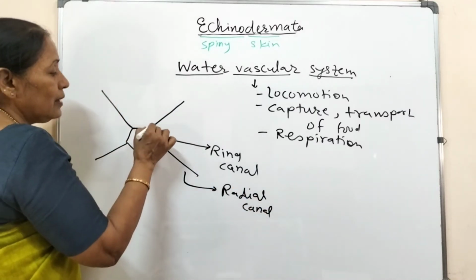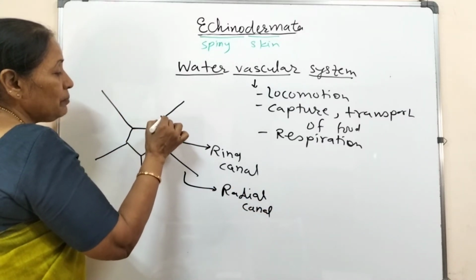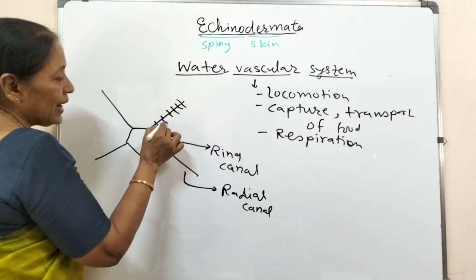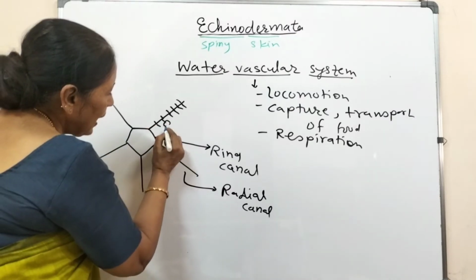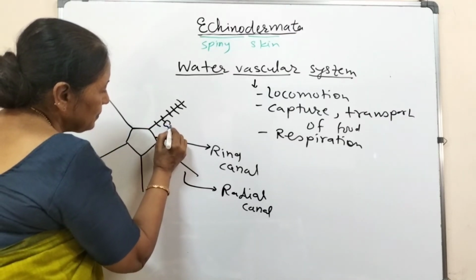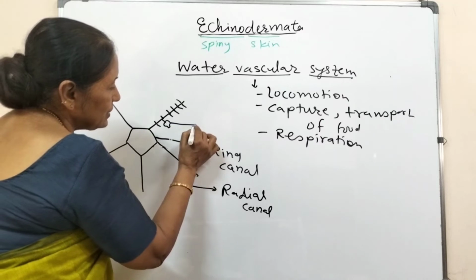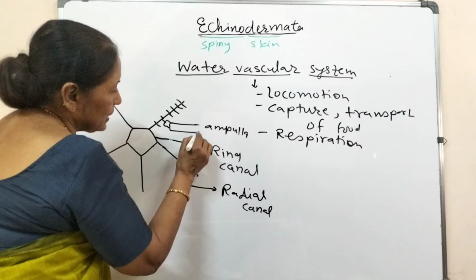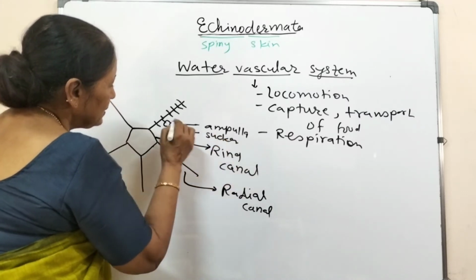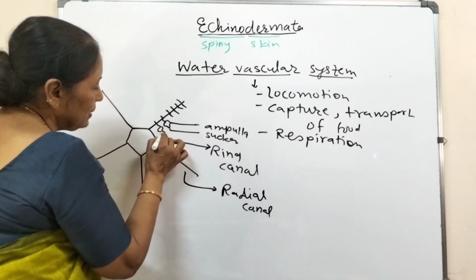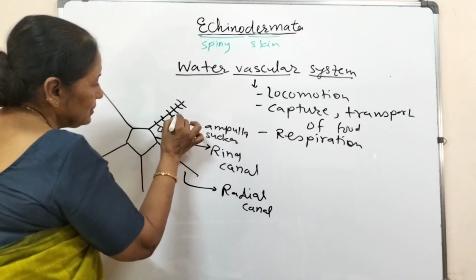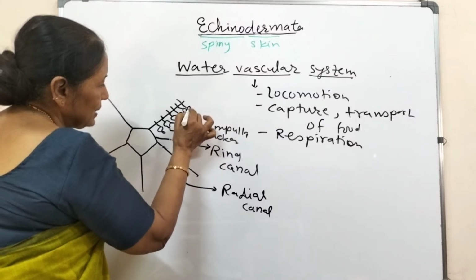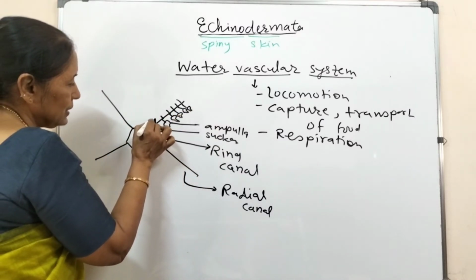This radial canal has many tube feet, thousands of tube feet, which have an ampulla and a sucker. This part is the ampulla and this is the sucker. These are present on every tube foot like this, the ampulla and the sucker. This side also it is present.